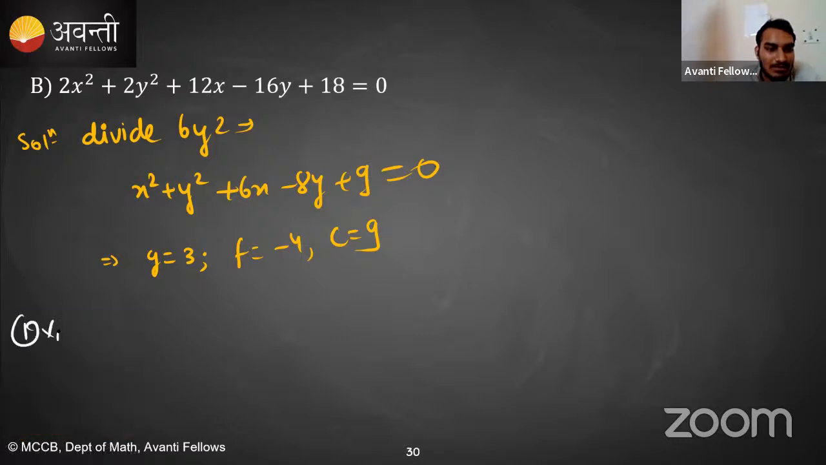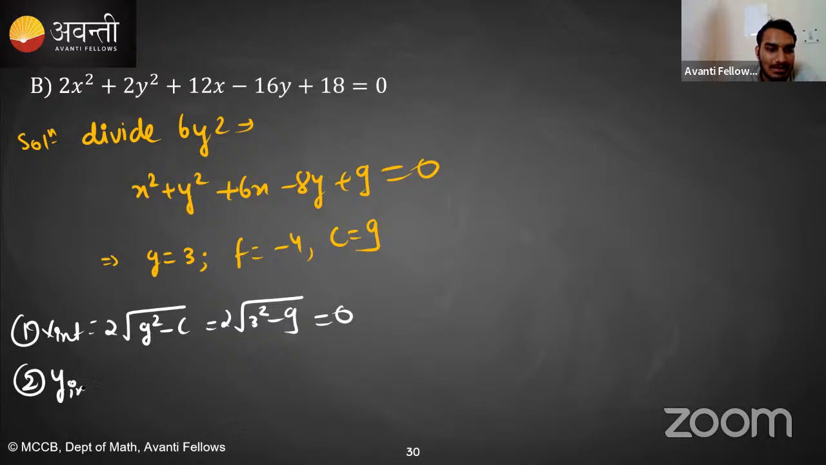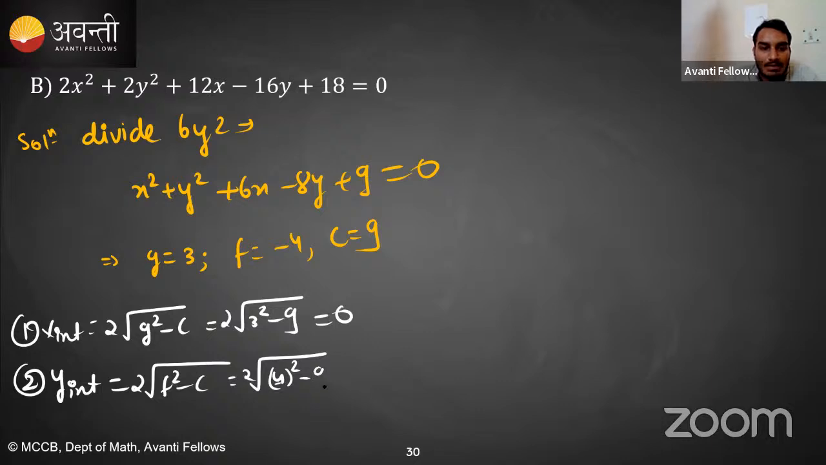What is the x-intercept? 2 times under root of g square minus c, which is 2 times under root of 3 square minus 9, which is 0. Second, the y-intercept is 2 times under root of f square minus c, which is 2 times under root of 16 minus 9, 7, so 2 root 7.